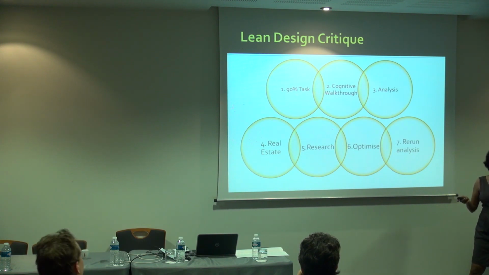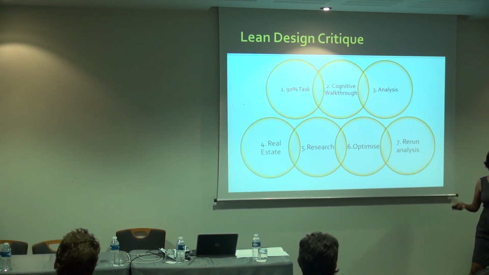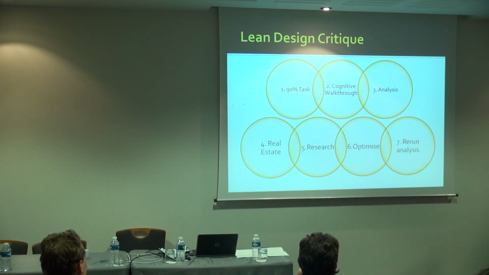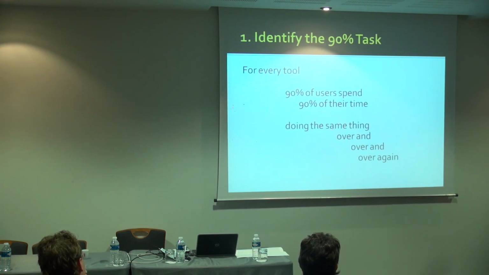Okay, so we went through these 7 steps, and I'll go through each one in detail and tell you exactly what we did and how we did it. So the first step for your tool is to identify the 90% task. I'll state that for every tool, 90% of users spend 90% of the time doing the same thing over and over and over again. And the trick is really to define that task at the right resolution, not too high level and not in too much detail. And that gives you the core, the real essence of why that tool even exists in the world.